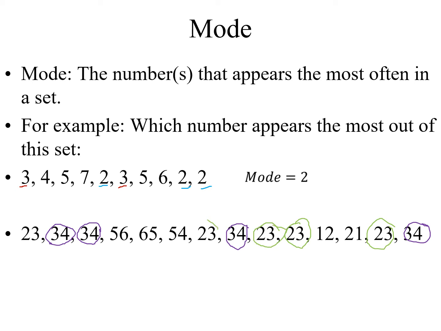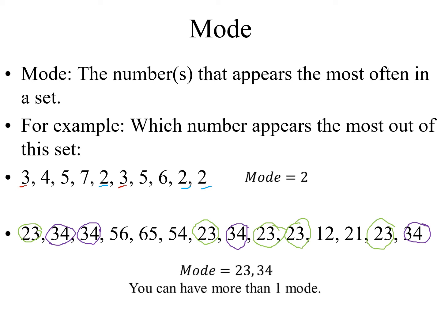In this case, I have, how many 23s? So I've got 1, 2, 3, 4, and 5 23s. I've got 4 34s. Technically, our mode is 23. In this case, I thought I had written another 34 in there. I didn't. So we don't have 34 as our mode, but I want you to know you can have more than one number that appears the most times.